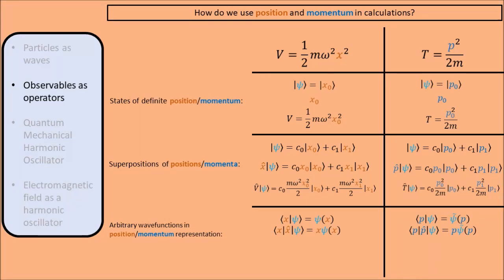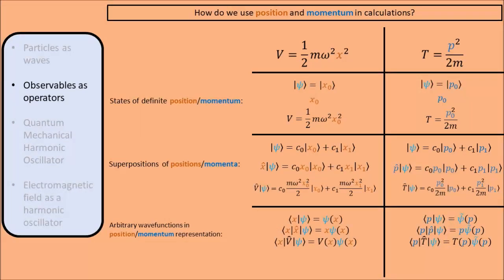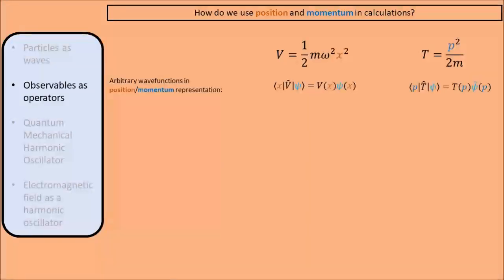If we apply the potential energy operator to the wave function, then we multiply by V of x in the position basis, and if we apply the kinetic energy operator, then we multiply by T of p in the momentum basis. So we've seen how to define the potential and kinetic energy in quantum mechanics, namely as operators that act on a wave function. But now let's say we want to calculate the total energy, H, which is the sum of the potential and kinetic energy.